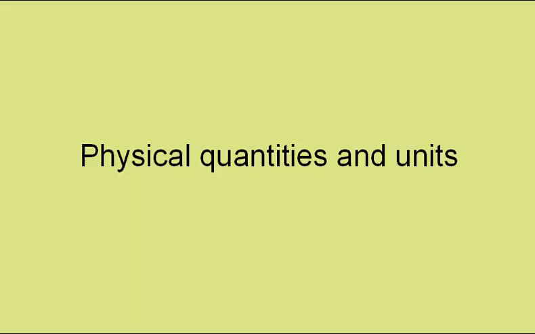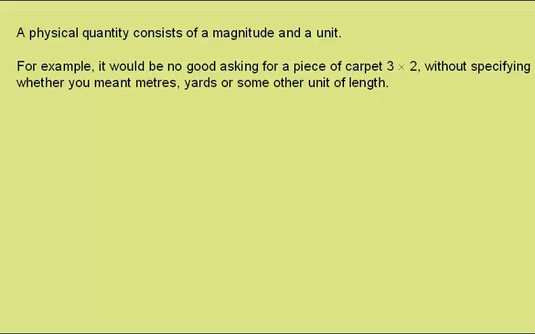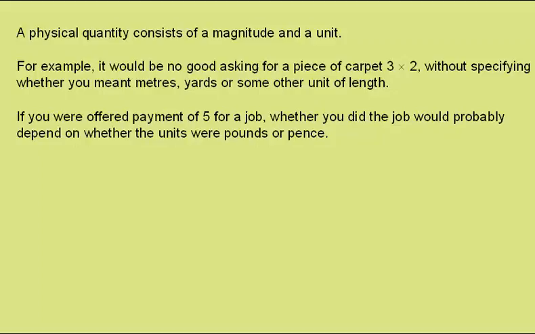Physical quantities and units. A physical quantity consists of a magnitude or size and a unit. For example, it would be no good asking for a piece of carpet 3 by 2 without specifying whether you meant 3 meters by 2 meters, 3 yards by 2 yards, or some other unit of length. Another example, if you were offered payment of 5 for a job, whether you did the job would probably depend on whether the units were pounds or pence.